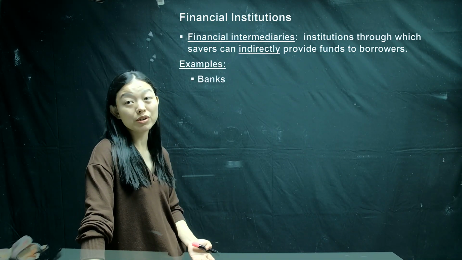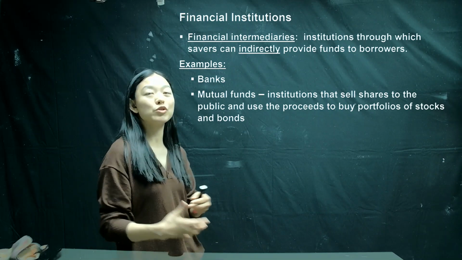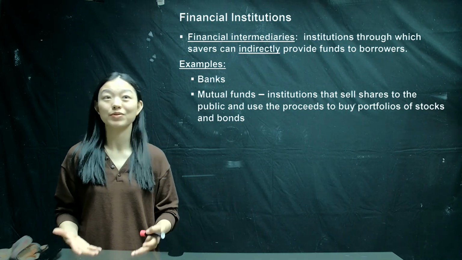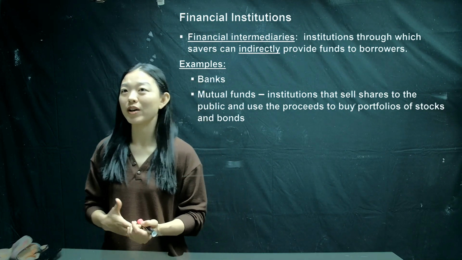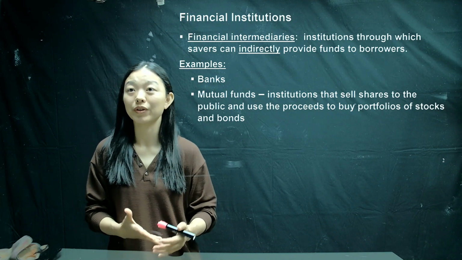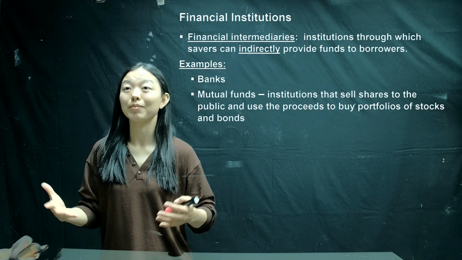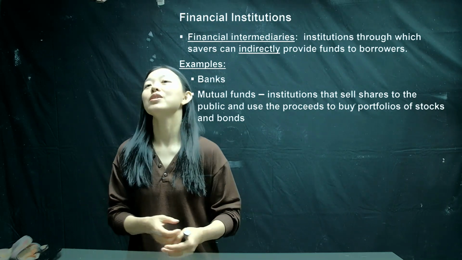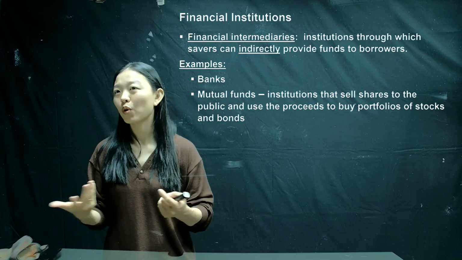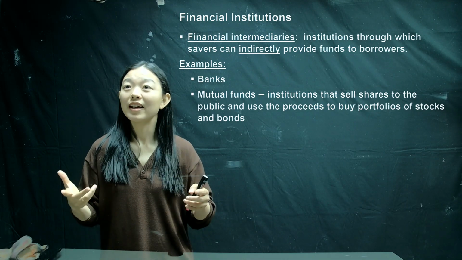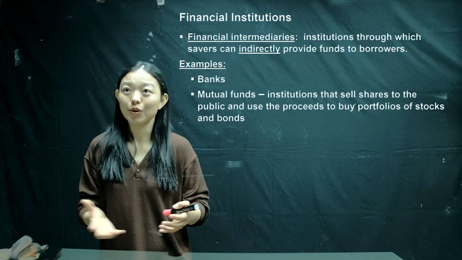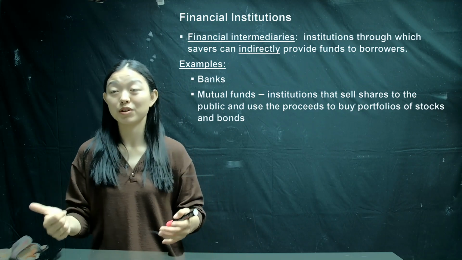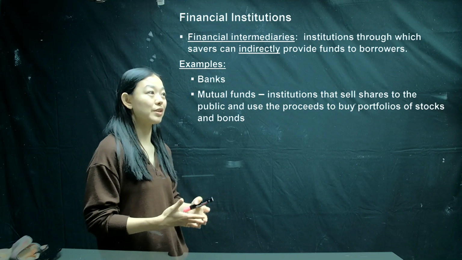Another type of financial institution is mutual funds. For mutual funds, we treat them as institutions that sell shares to the public and then use the proceeds to buy portfolios of stocks or bonds. So for example, once you graduate, if you sign a contract with an employer, then your employer will probably put some part of your salary or additional money into your 401k account. For a 401k account, there are mutual fund companies like Fidelity. They can help you invest your money, to use your money in the 401k account to buy their portfolios of stocks and bonds. So Fidelity, we can treat as a mutual funds company.